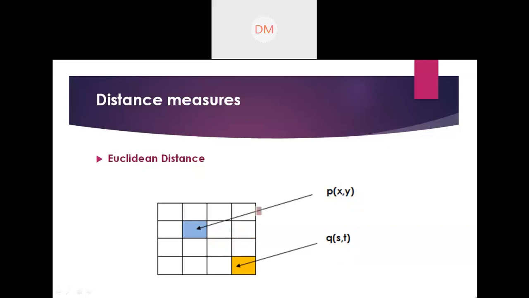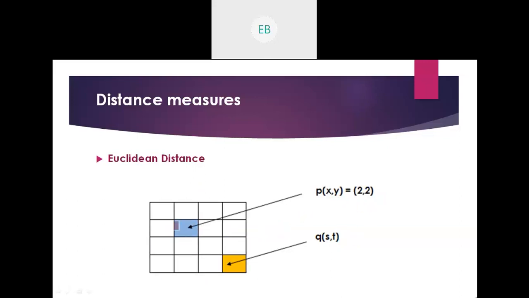This is a 4 by 4 image. Now tell me, this is P of xy, so what will be the value? This is the second row and the second column. Yes, 2 and 2. So P of xy is definitely 2 comma 2.